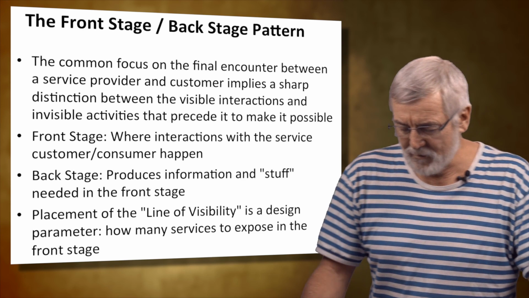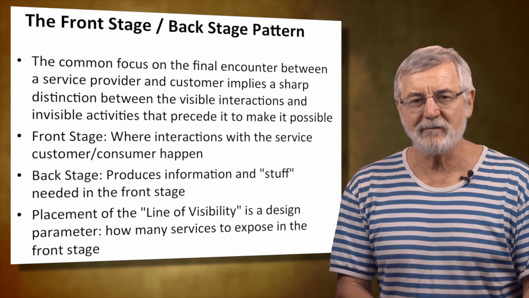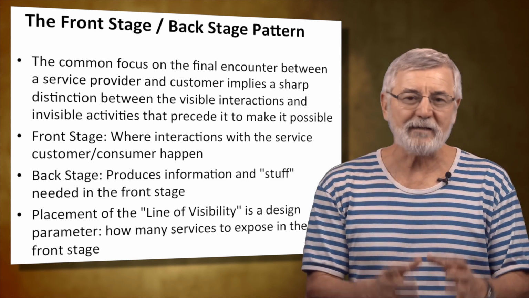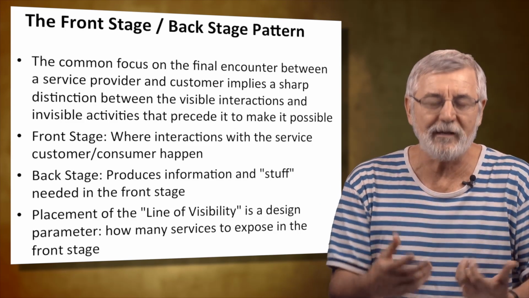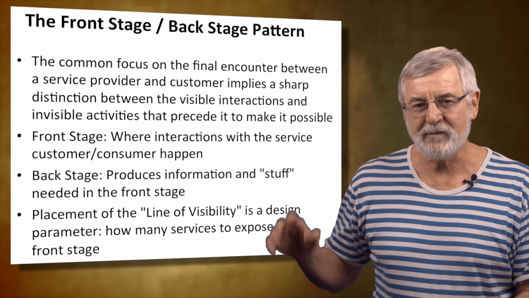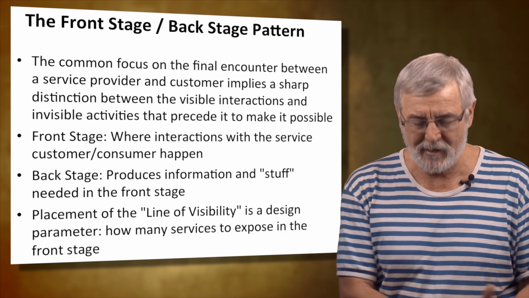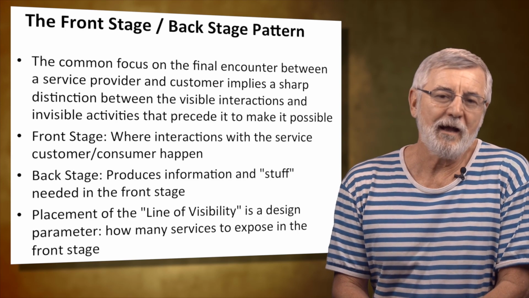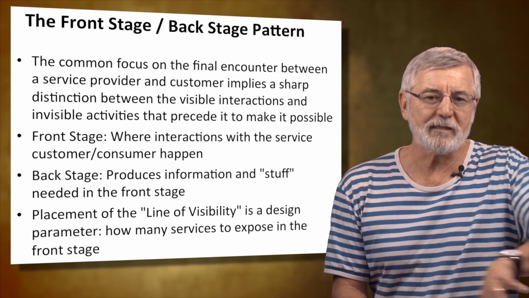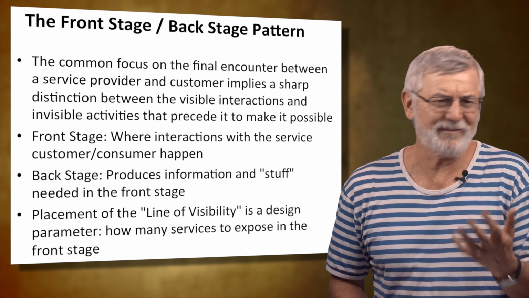So we want to contrast the front stage, where the activities and interactions that you see take place, where the interactions that you personally engage in as a customer take place. And then the backstage is where all the information and stuff needed to make that front stage possible take place. And then we decide where to put the line of visibility as a design parameter. How many of that backstage services do we end up putting into the front stage so that the customers can see them?